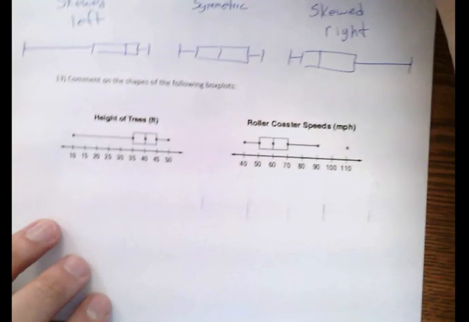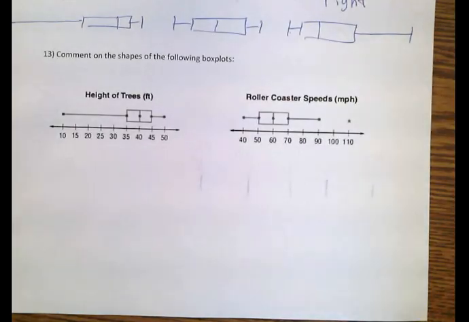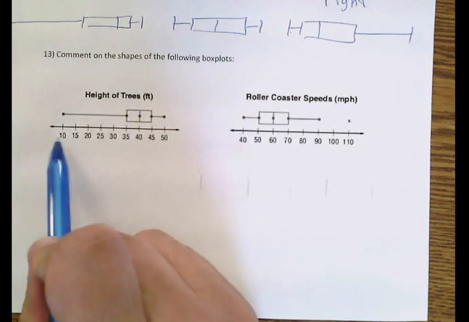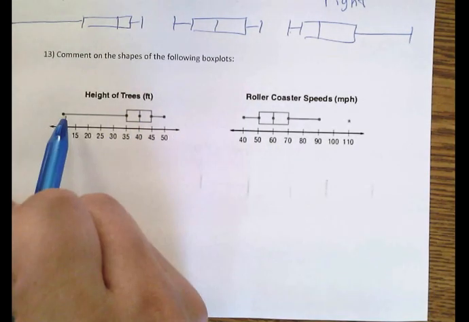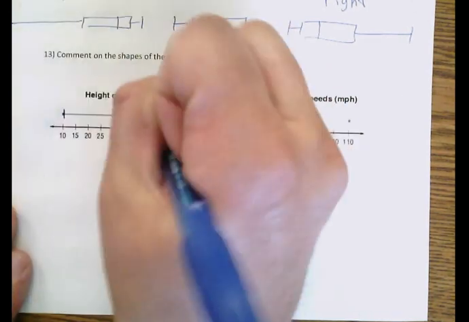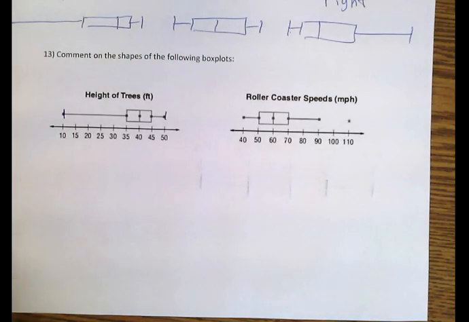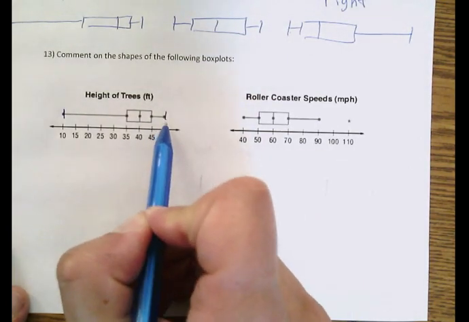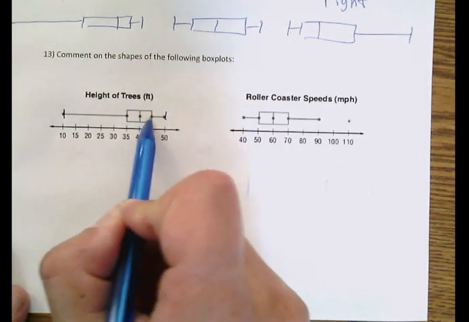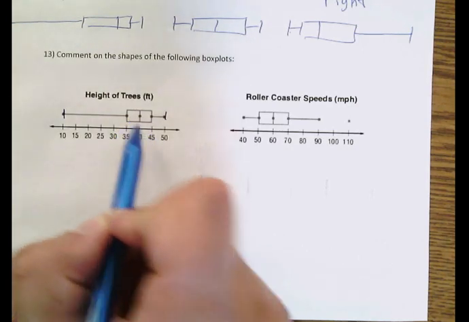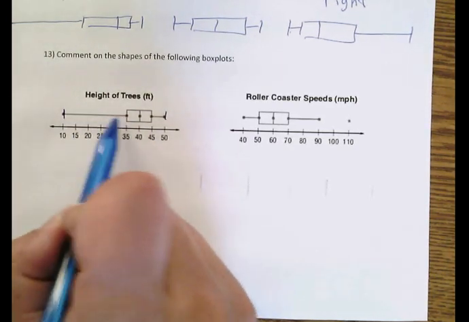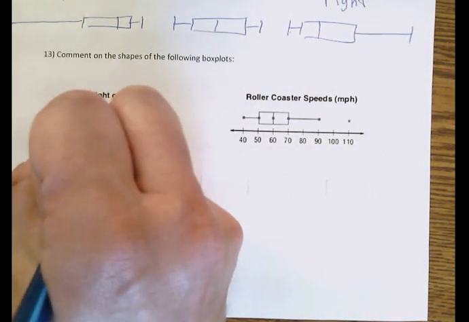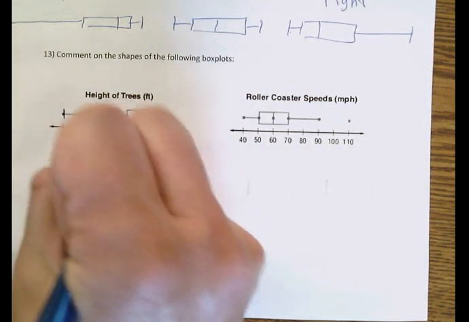Last little example I want to do is commenting on the shape of these two examples. On the left, this is a height of trees box plot. Notice the number line. You don't exactly need the vertical segments here, that's just something I like to do. Both are fine. Looking at this, it's pretty short for this right whisker, right side of the box, left side of the box pretty small as well. But this left tail really stretches out. Since it's stretching out on the left side, we're going to call this skewed left.